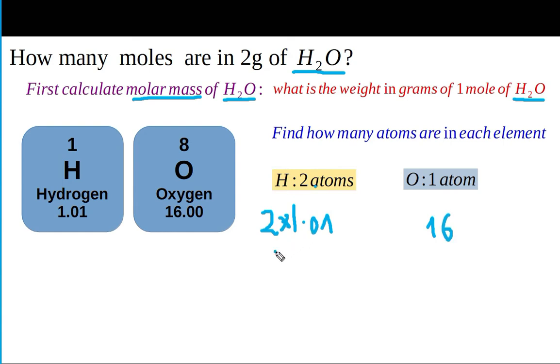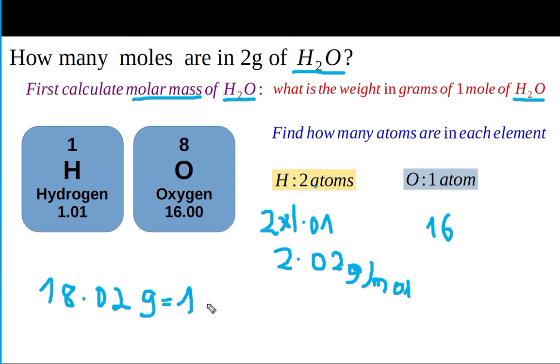If we do the math here we have 2.02 grams per mole. And then here we have the same 16. So now we add both together. So what do we have? We have 18.02 grams in 1 mole. So you can think of it in this form. We have 18.02 grams equal to 1 mole.